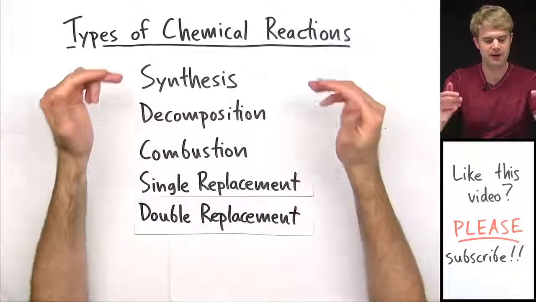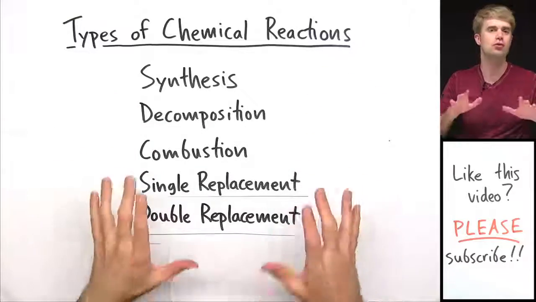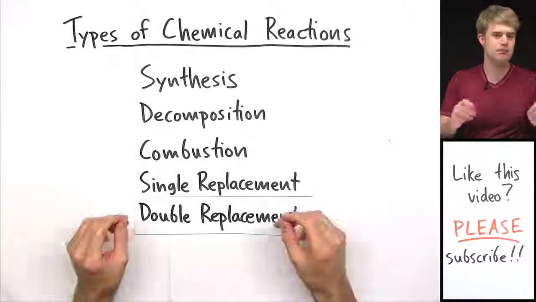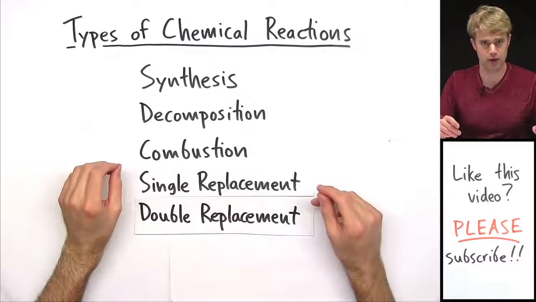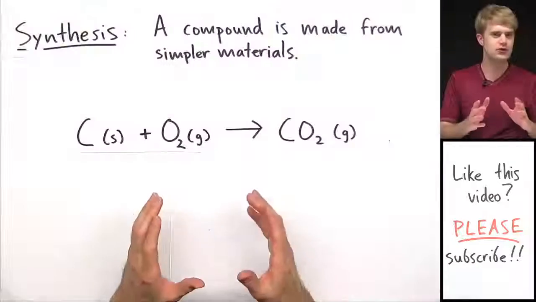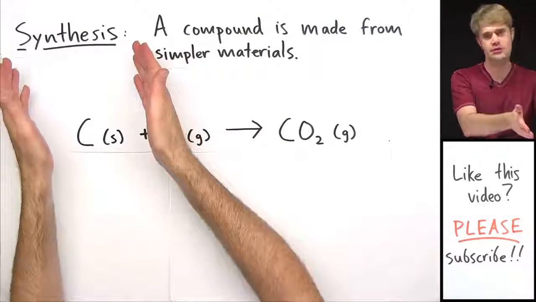Let's talk about these 5 major types of chemical reactions. We'll look at examples of each and learn how to tell them apart so that you can look at a chemical reaction and classify it, figure out what type it is. The first reaction we're going to talk about is the synthesis reaction.